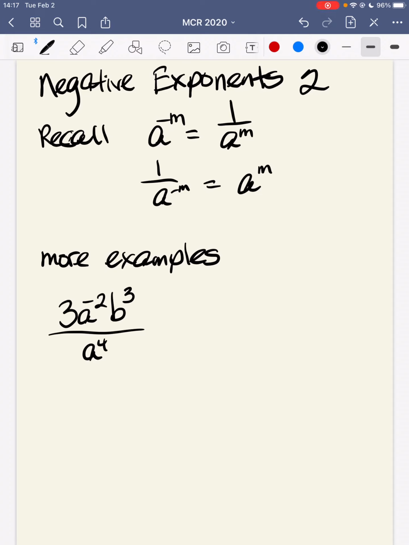All right, and here's our second discussion on negative exponents. We will be practicing this quite a bit. Remember that these are our two exponent rules right here. And what they're basically telling us is if our negative exponent falls in the numerator, it's going to move down to the denominator. And if it starts off in the denominator, it's going to move up to the numerator.